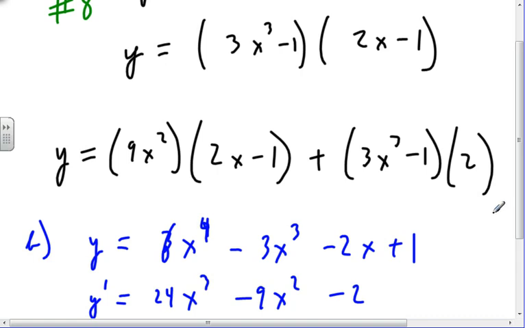I don't know. What's 18 plus 6? 24. Alright, so I got that. There's that guy, and there's the minus 2 right there. Yeah, so I have the same thing. So I could multiply it out and take the derivative too, but that sounds like more work to me. Alright, well, let's move on to number 10.